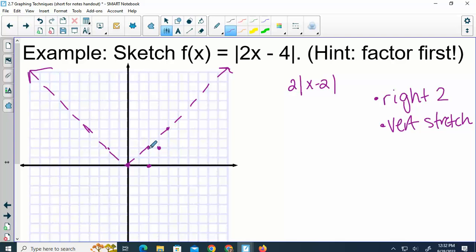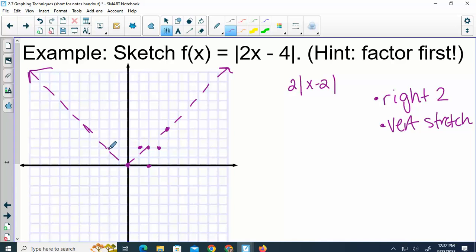If I take 2, 2, and move it to the right 2, it's at 2, 4. It's y times 2, and that takes it up to 4. Negative 1, 1, move it to the right 2, so that's 1, 1. Multiply the y by 2, so it's 1, 2.